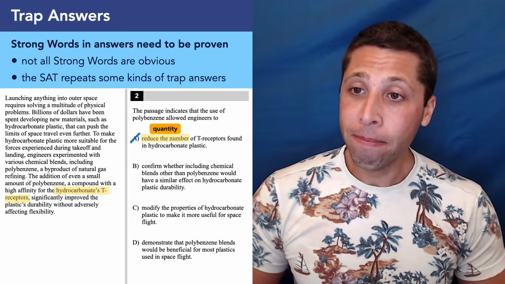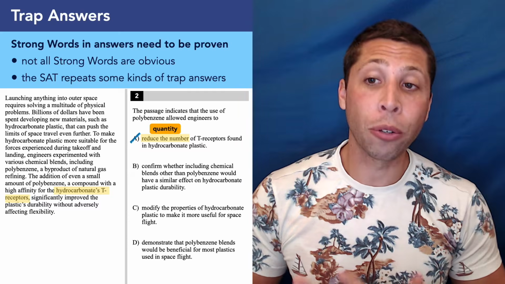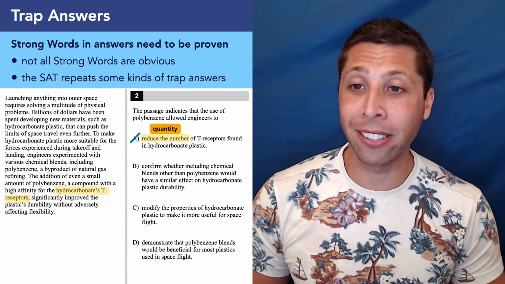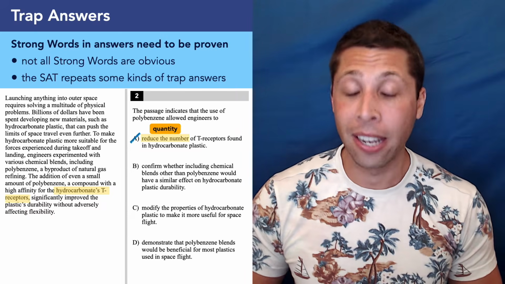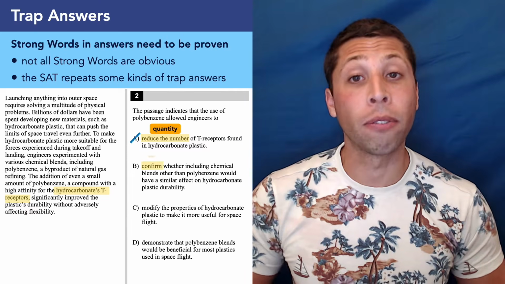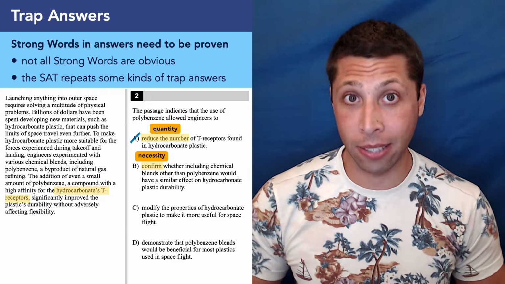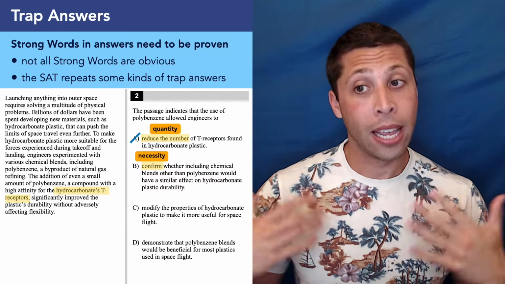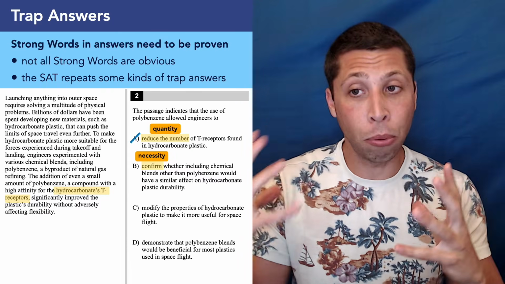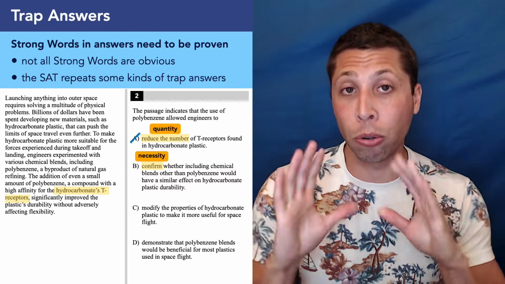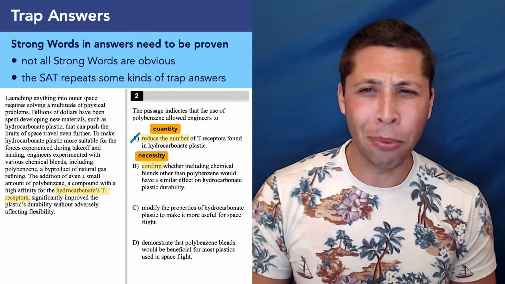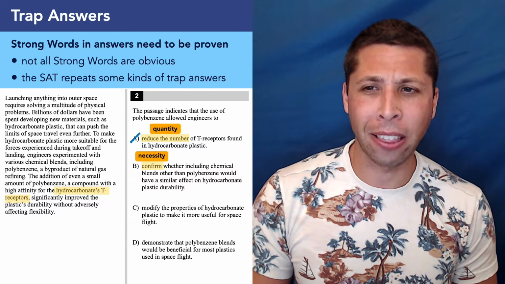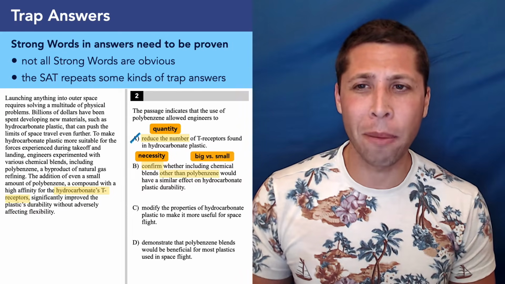Let's look at B. The polybenzene allowed engineers to confirm whether including chemical blends other than polybenzene would have a similar effect on hydrocarbonate plastic durability. Well, the first thing I notice is that first word confirm definitely implies the idea of necessity. So I gotta be really careful there. If it's confirmed, it's proven, it's without a doubt true. So that's something that needs to be shown in the passage. But if I keep reading, I'm also bothered by the fact that they're talking about chemical blends other than polybenzene.